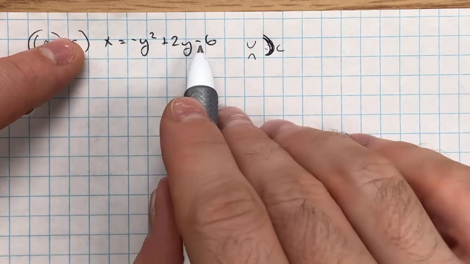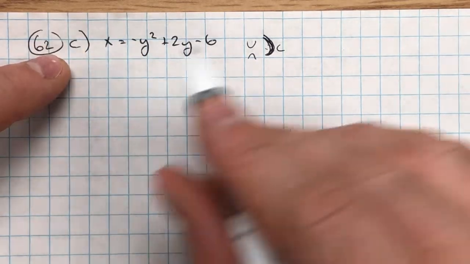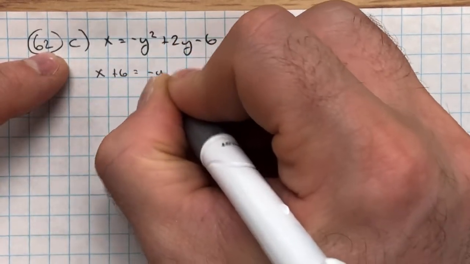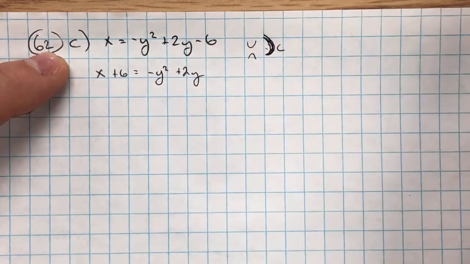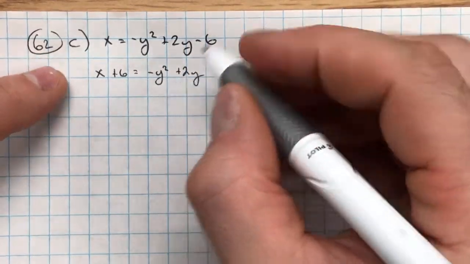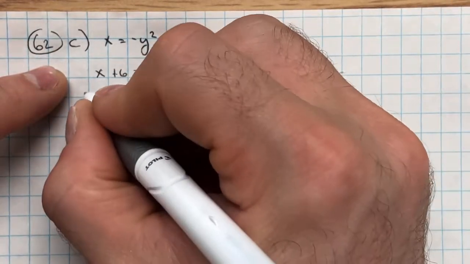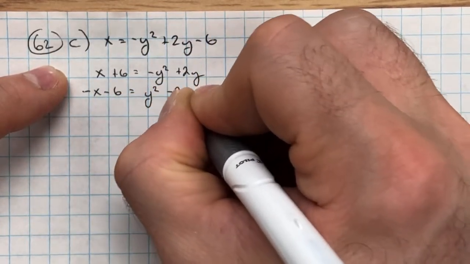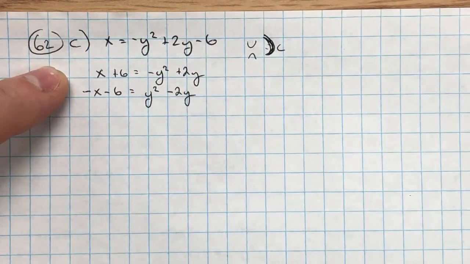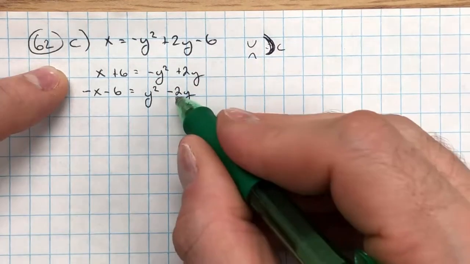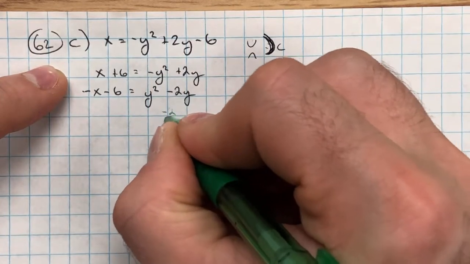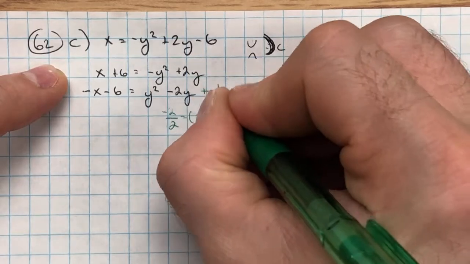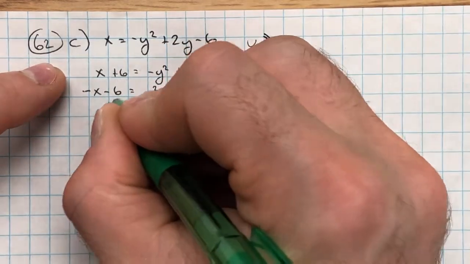So the first two steps is I'm going to move this 6 over and get rid of that negative. So if I move the 6 over, I have x plus 6 equals negative y squared plus 2y. The next thing I'll do is get rid of that negative by dividing this side by a negative. So negative x minus 6 is y squared minus 2y. Okay. Now with the y squared, I'm going to take that b, negative 2, cut it in half, which is negative 1, and square it. So if I add a 1 over here, I'm also going to add a 1 over here.